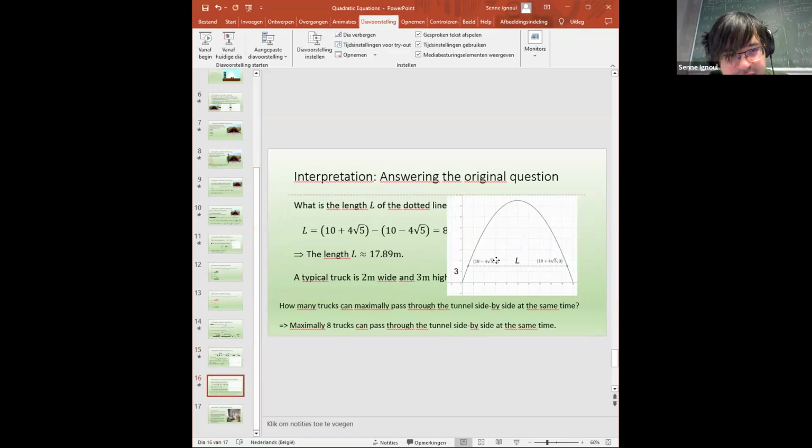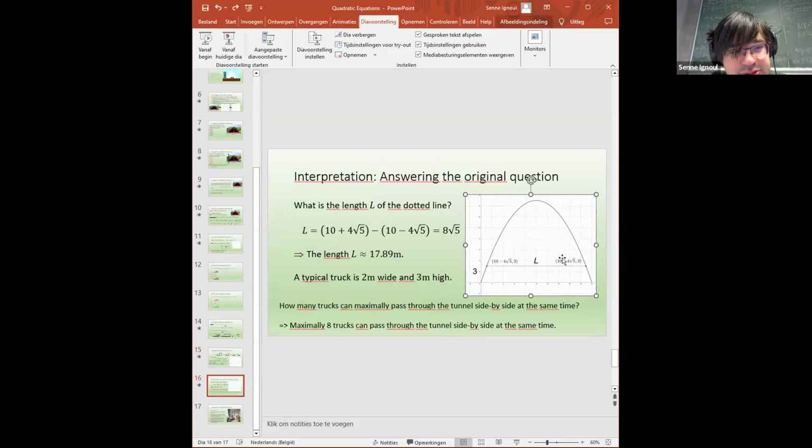Okay, and then we go back to the original question. So we want to find the length L between these intersection points. And how can you compute that? You just take the x value here and the x value here, and you subtract them, and you get this. And by plugging it into your calculator, you get approximately this number.